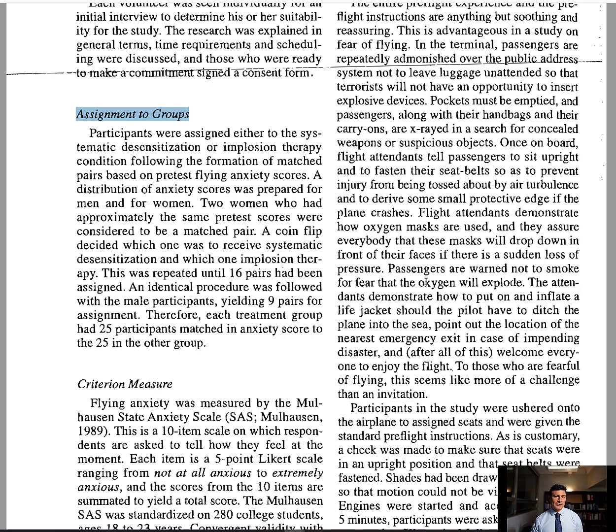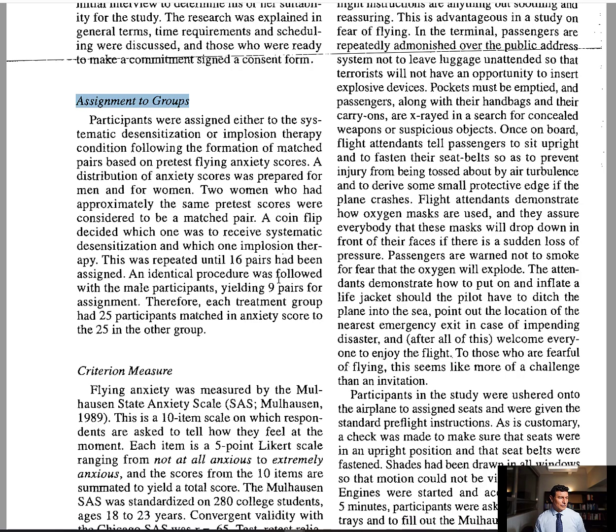The reason they do matched pairs like this is so that they have an equal amount of anxiety in the groups. So it's not completely random assignment to the groups, because they want to make sure that the implosion group has the same amount of anxiety as the systematic desensitization group. So that's why they're doing that matched pair. That's a perfectly acceptable method to make sure you're matching on a certain variable. So there were 16 pairs, so the two groups should have the same amount of anxiety because they've matched the amounts of anxiety. So the amount should be the same in the two groups.